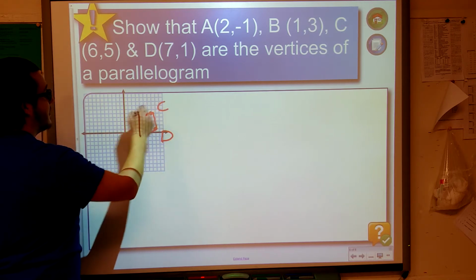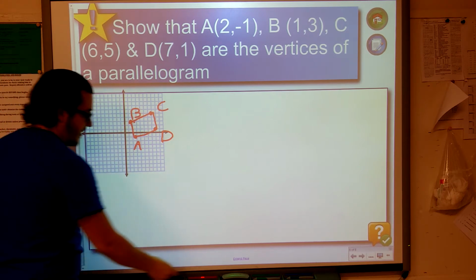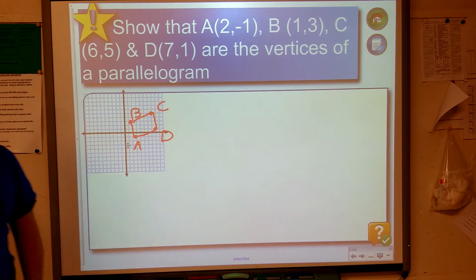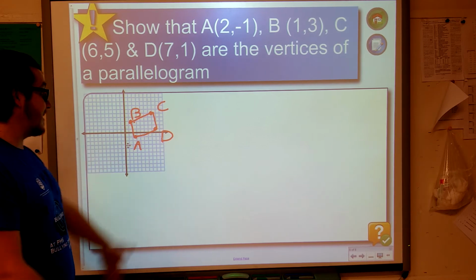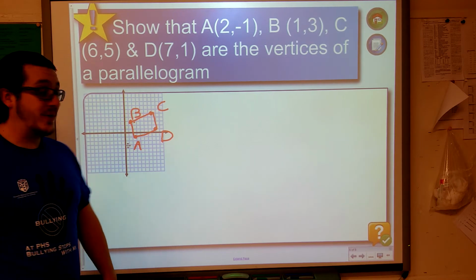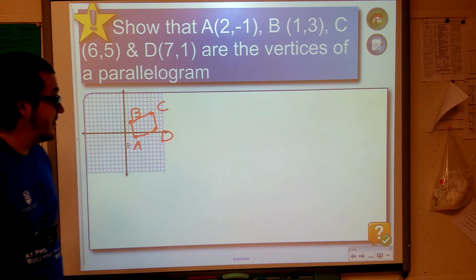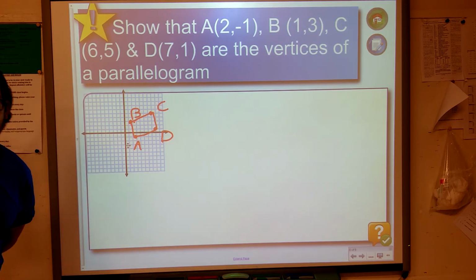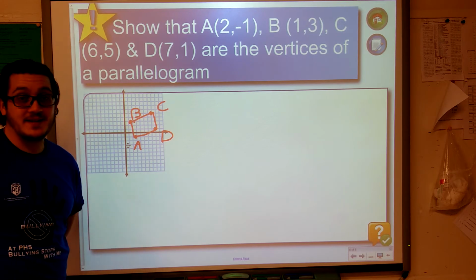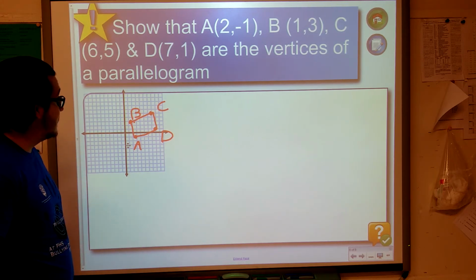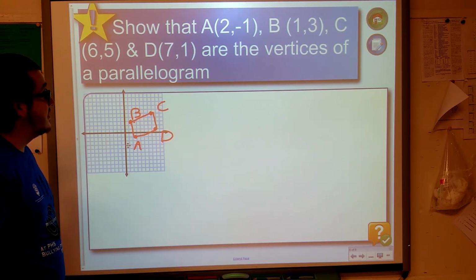So we're looking at this picture. I'm not the greatest artist, I know. It's kind of looking like a rectangle in a way, but in general, it looks like it could be a parallelogram. We're showing that it is, so technically we are going to prove that it is. It is going to work out here. But how are we going to do that?